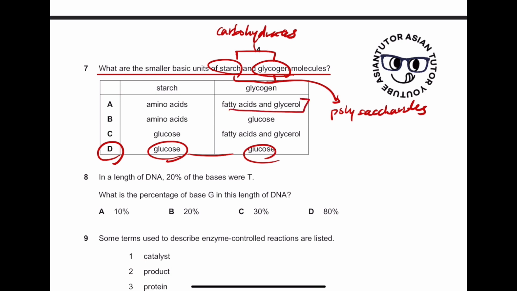Fatty acids and glycerol make up fats, and amino acids make up proteins. So A, B, C are not the answers. Okay.